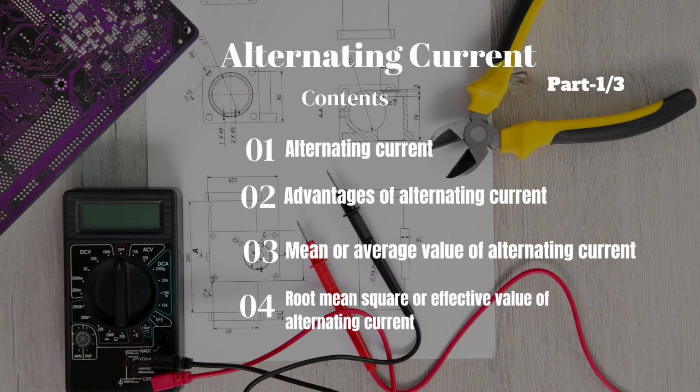In this video lecture, myself Daljit Kaur is going to explain some topics of the chapter alternating currents. First of all, we are going to understand what is alternating current, what are its advantages, and what is the meaning of the root mean square value of alternating current or the mean value of the alternating current.